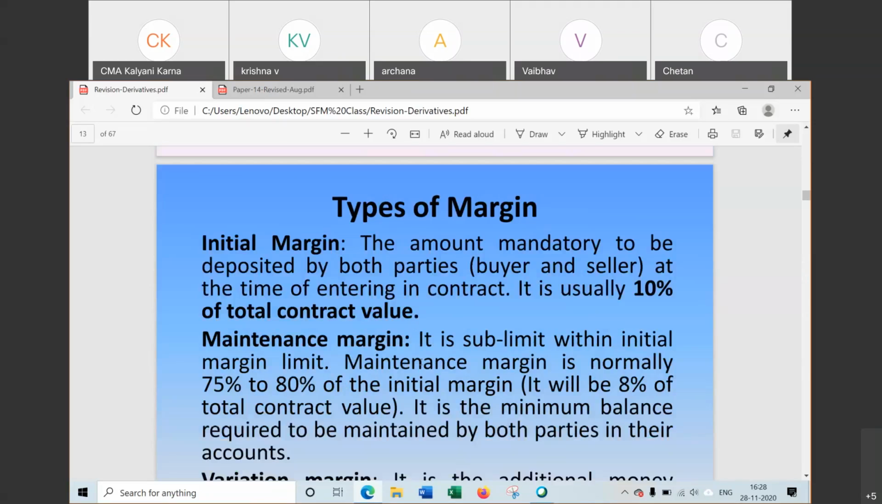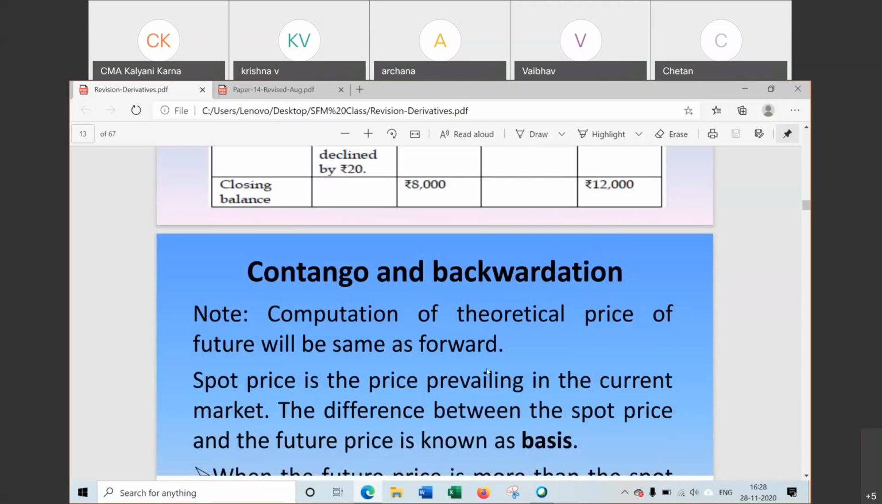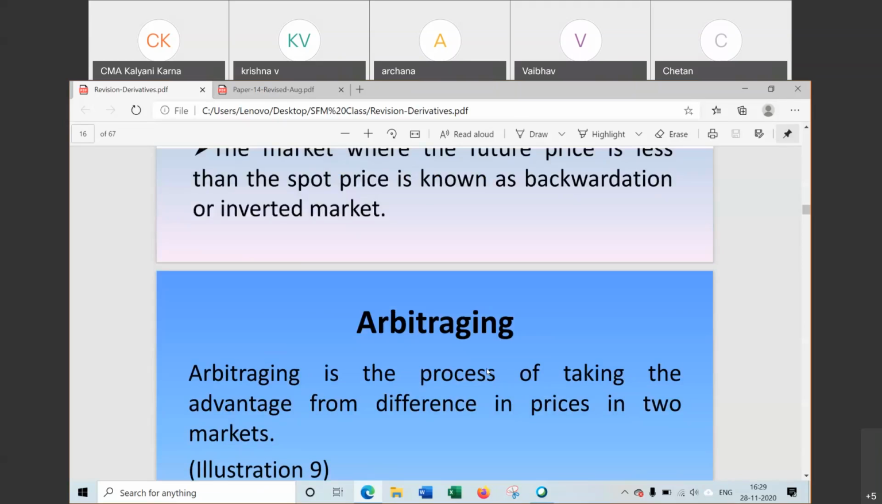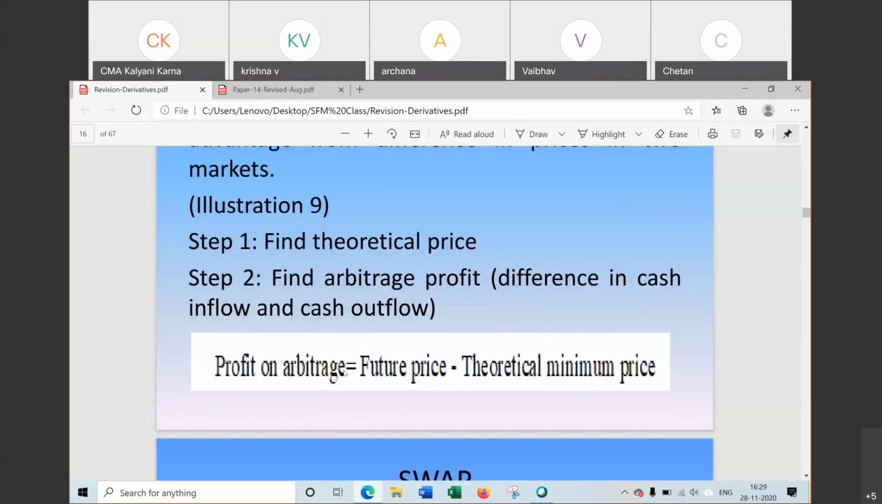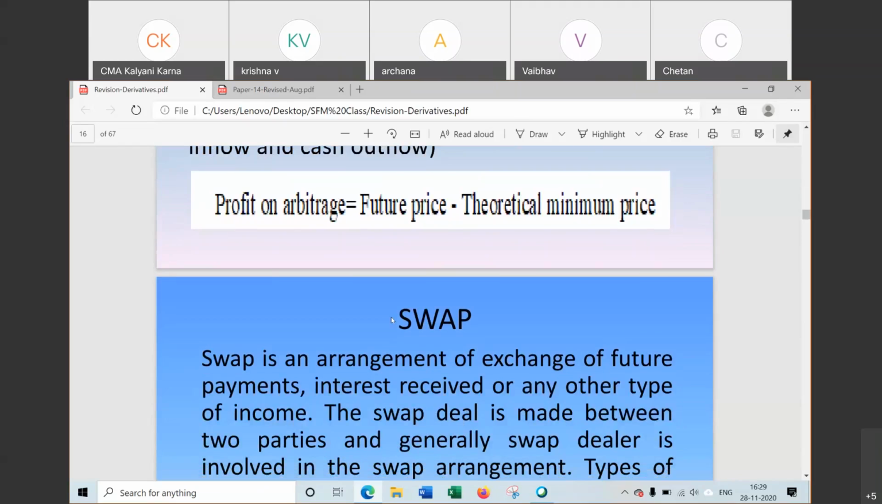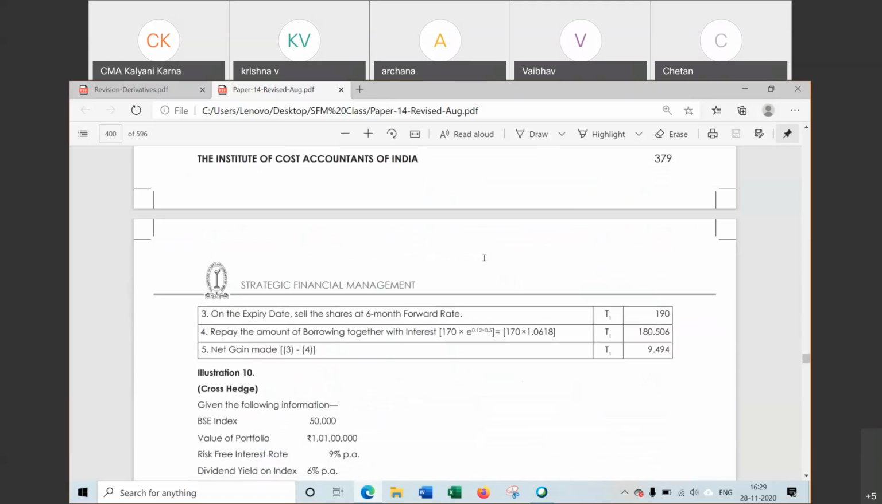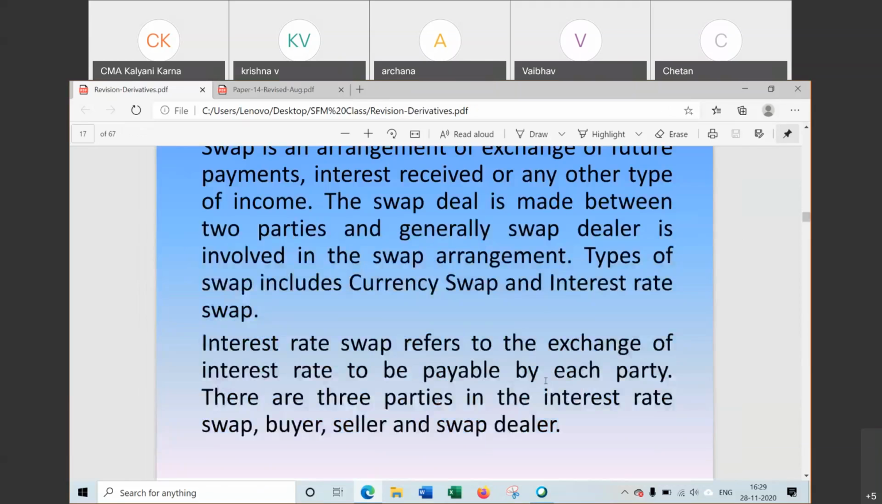So types of margin. Mark to market, what is mark to market? And in this case, future arbitraging. Question will be based on arbitraging, that is profit and arbitrage. Question number 9 has also been asked in exam once. So computation of arbitrage profit. Till this point, question this one, arbitraging. After this, hedging, then swap. So next one, hedging and swap.